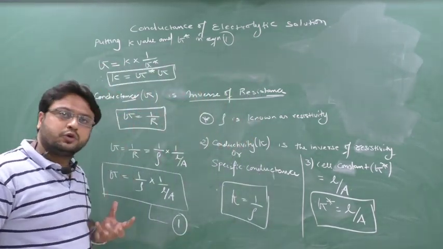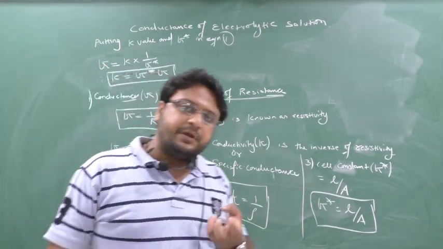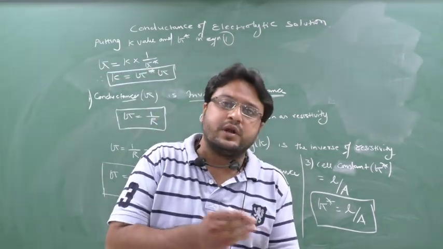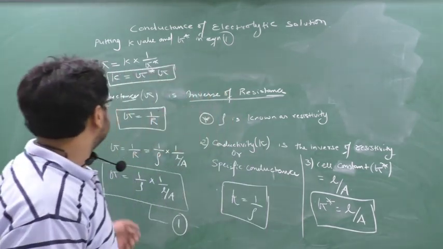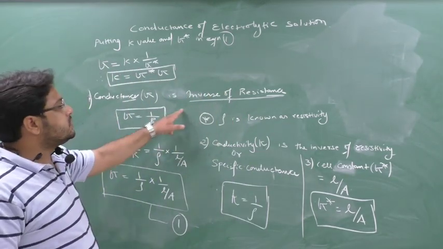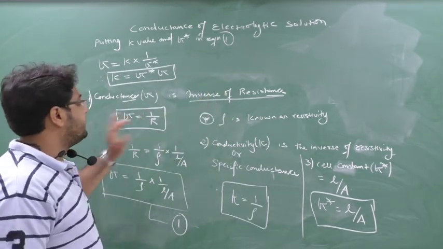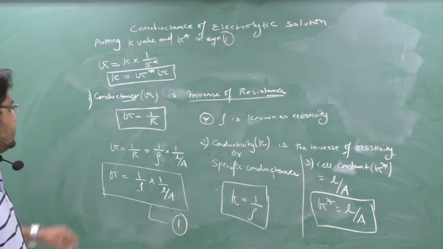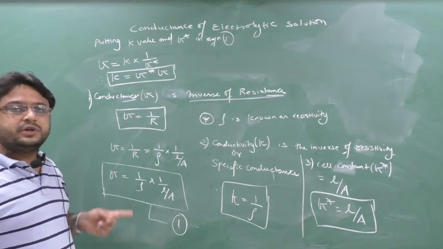So I got R equal to rho L by A. Now first I am defining the resistance. The resistance related word is conductance. Conductance is indicated as G and it is the inverse of resistance. So G equal to 1 by R. Clear?